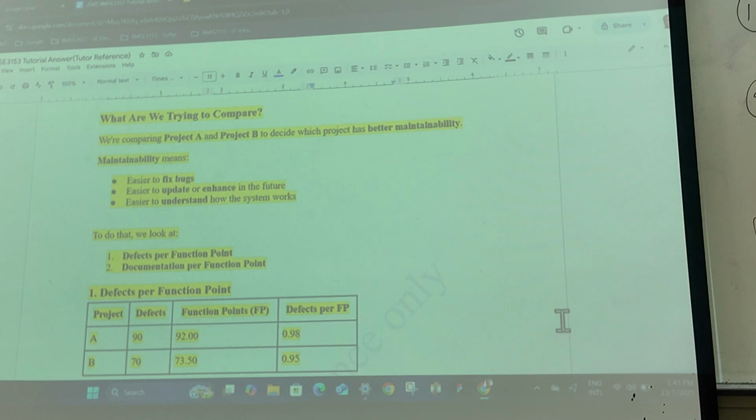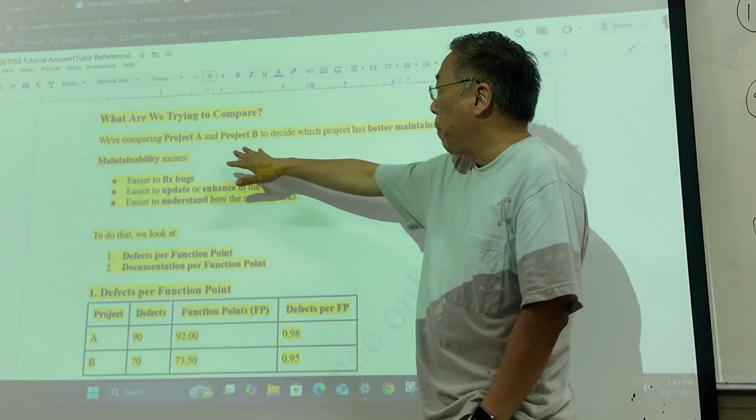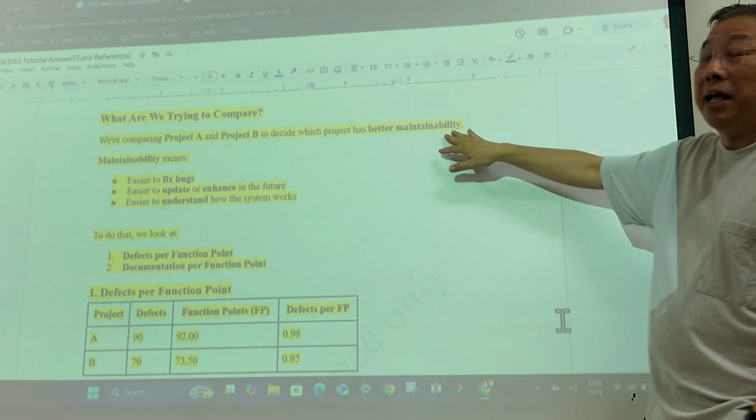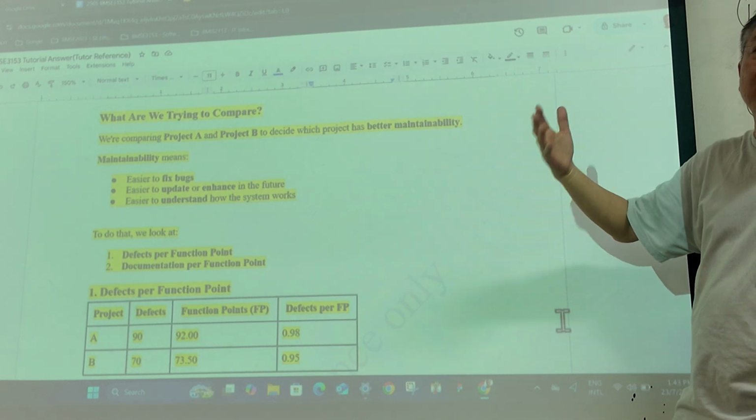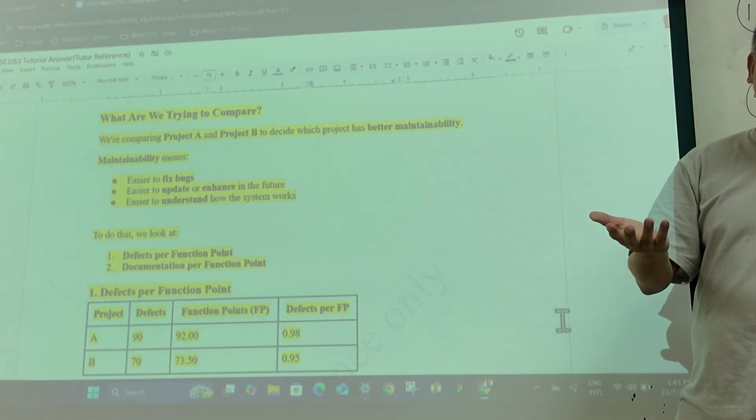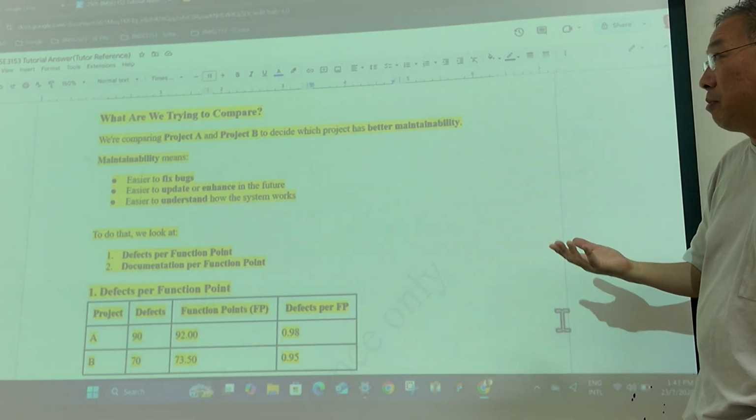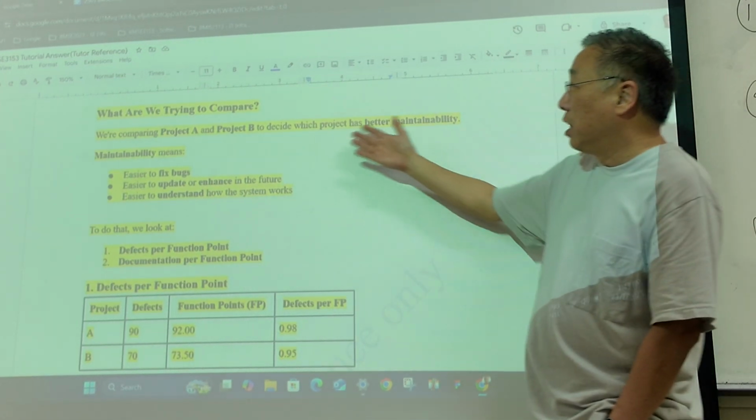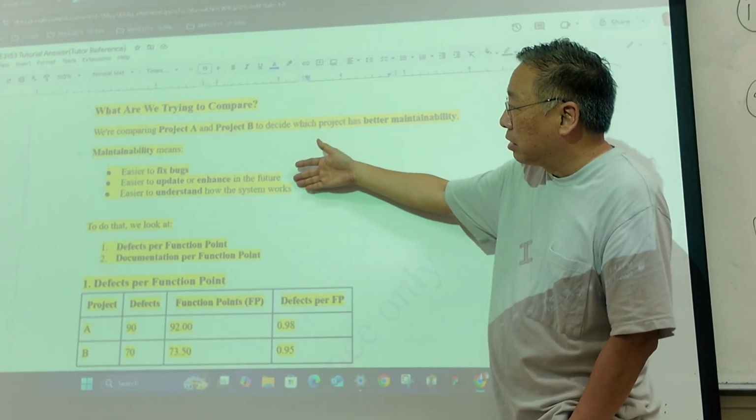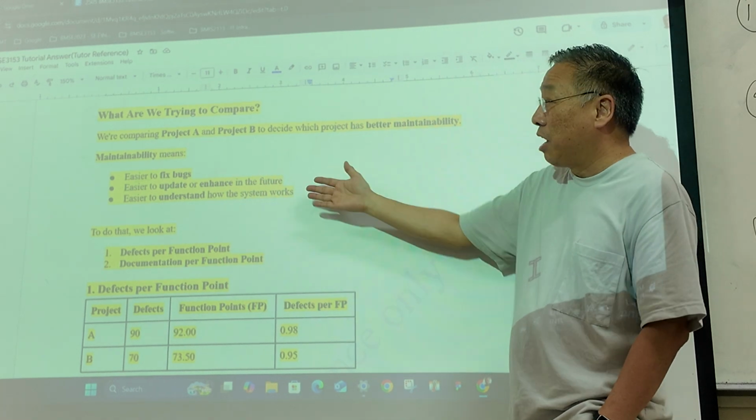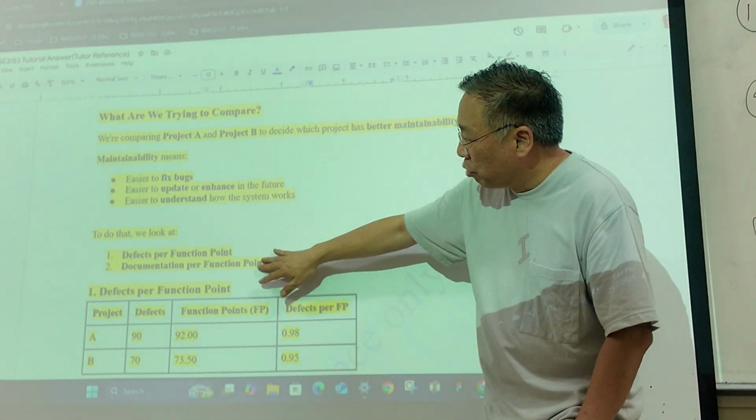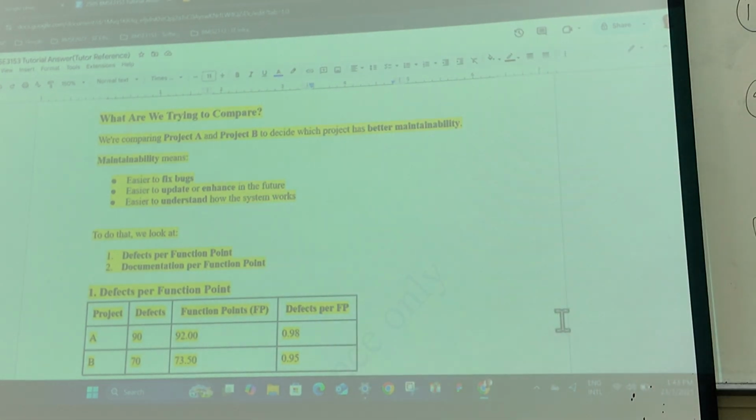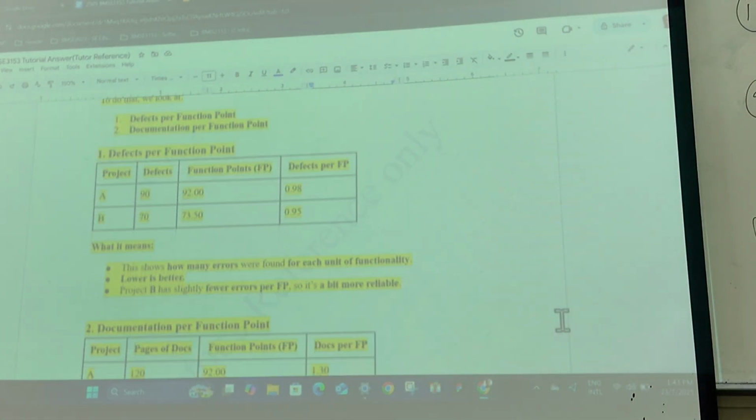So what are we trying to compare here? What we just did is we are trying to compare which project has better maintainability. If your project has better maintainability, it implies that it has better quality, right? It's easier to maintain. The project must be quite good quality, right? In terms of fixing bugs, updates, and easier to understand how the system works, right? Because of the documentation. So to do that, we look at the defects per function point. So we did all of this already, right?